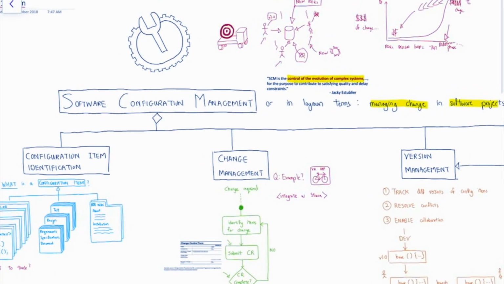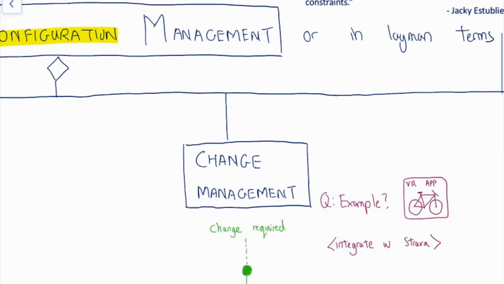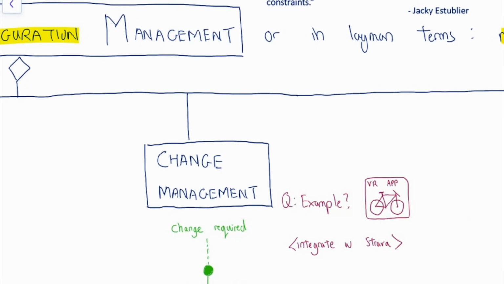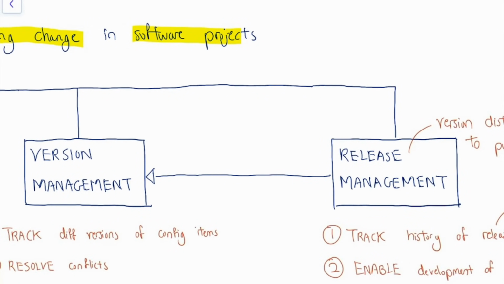All right. Which involves configuration item identification, and this is basically where the name software configuration management comes from, configuration items. And then there are change management processes that need to be put in place, and then there are also version management processes and release management processes, which are related to each other and have to be put into place very carefully as well, because these two things basically involve your code, plus other configuration items.